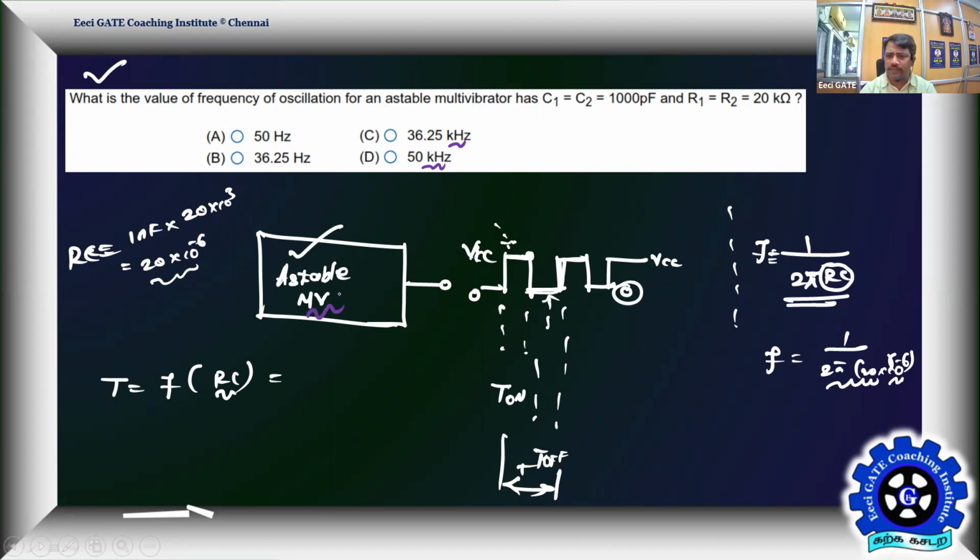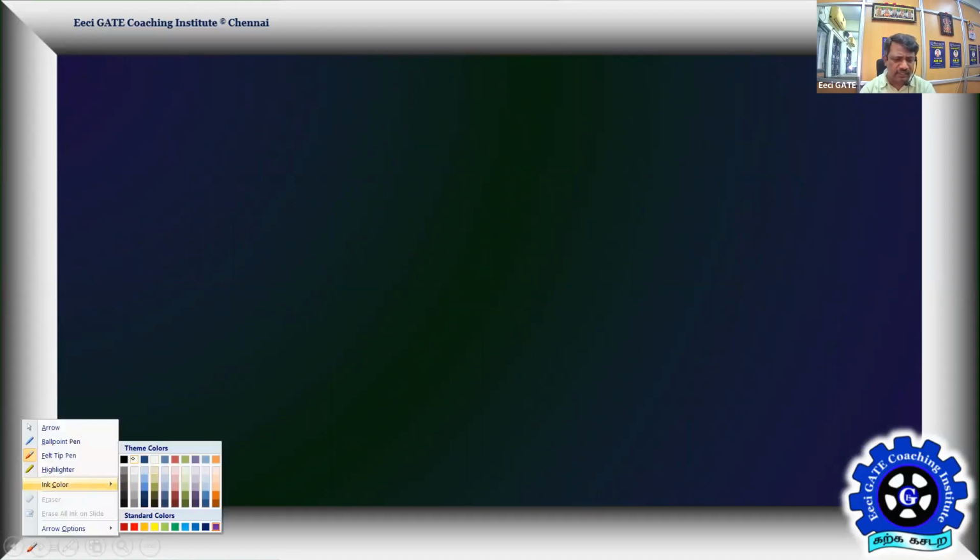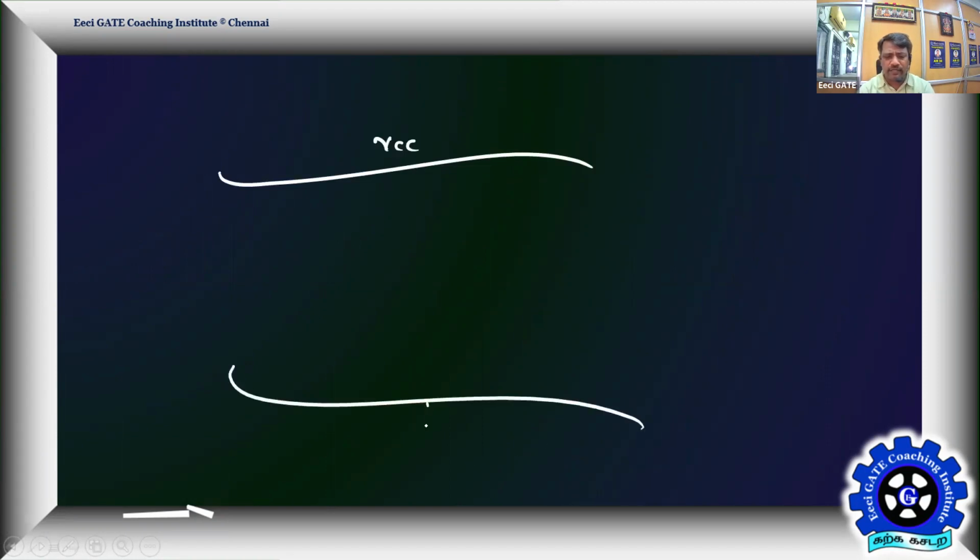Separately, in one more video, we'll talk about the functioning of the astable multivibrator using two BJTs. I'll just give the circuit, then we'll give the expression. You can just imagine how the charging and discharging of your capacitors will happen. So this circuit is going to have a VCC, and the bottom rail is going to be ground.